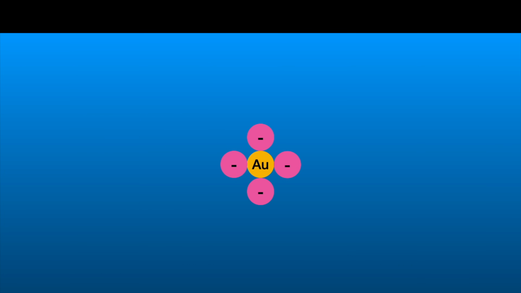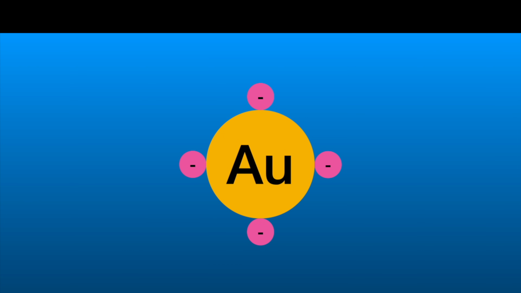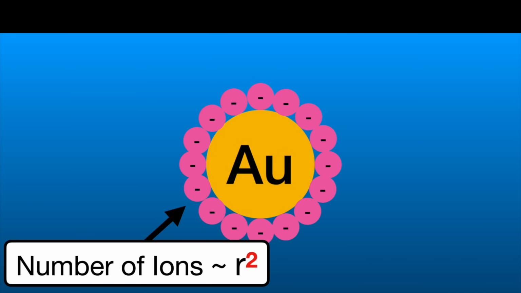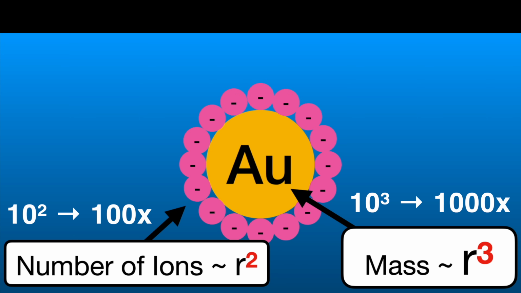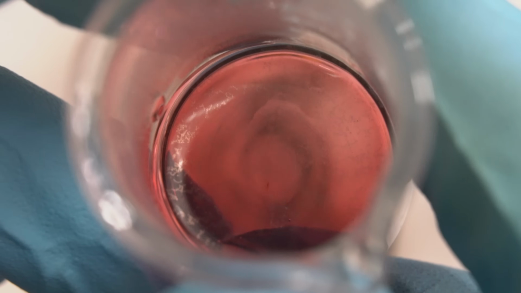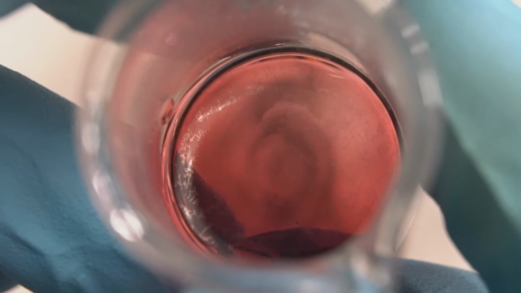The reason for this is because as we increase the particle size, we increase the number of stabilizing ions on the surface by the radius squared. However, as the particle becomes larger, its mass increases as well, making it more likely to fall out of solution. And the mass of the particle increases by the radius cubed. So by making a particle 10 times larger, we've increased the stabilizing factor by 100, but we've also increased the destabilizing factor by 1000. So we're now 10 times less stable than before. This is why the larger particles are falling out of solution.